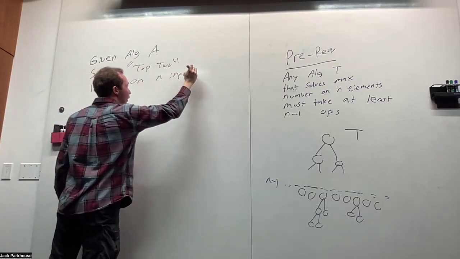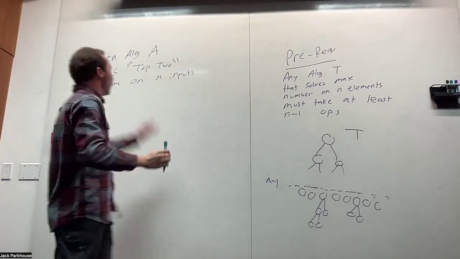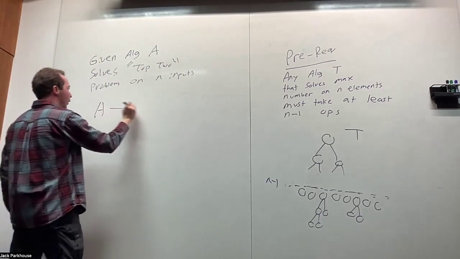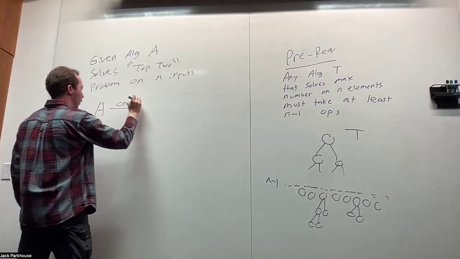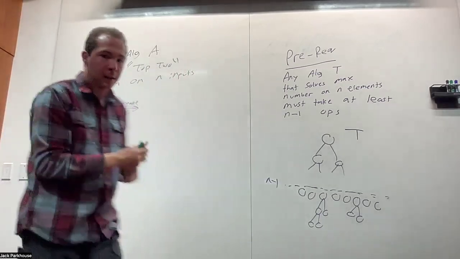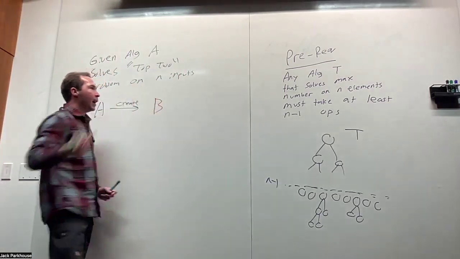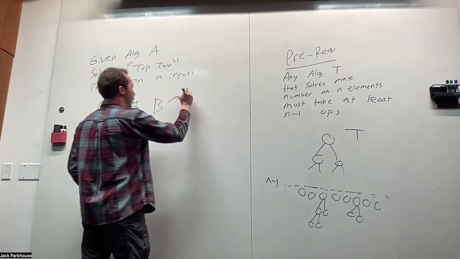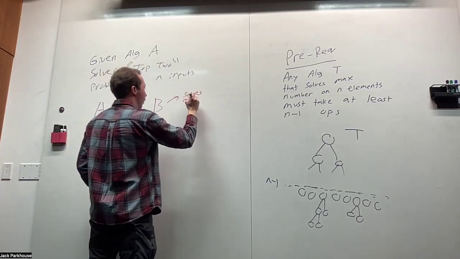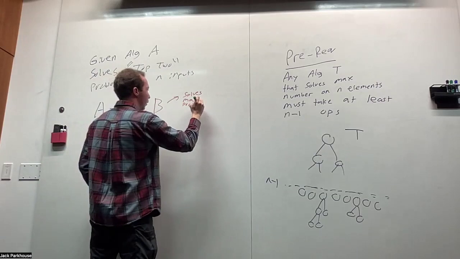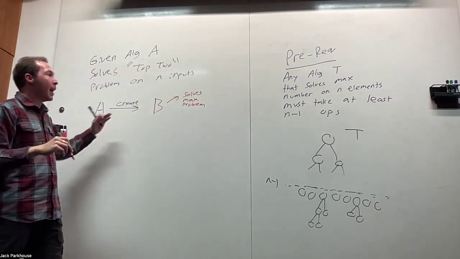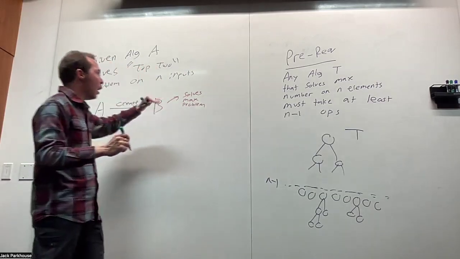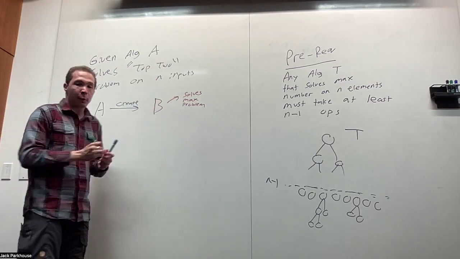So here's what we're going to do. We are going to look at this algorithm A, and we're going to create an algorithm B, where B solves just the max problem. By doing that, we can use our analysis that we did in lecture on the max problem on B. So how do we do that?